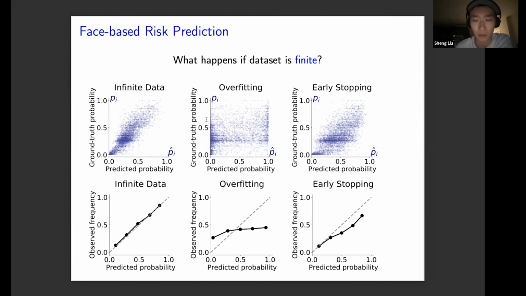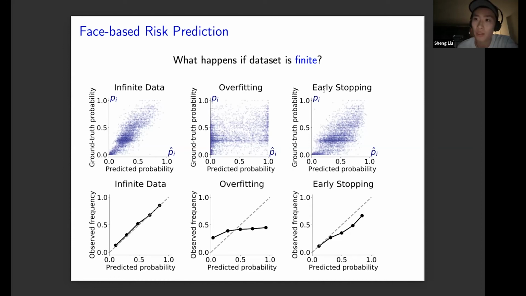Because of the cross entropy, you require the probability to be very close to 0, either 0 or 1, to make the loss equal to 0. And what we observe is that by early stopping, you'll see a more or less similar figure to infinite data, but of course it's not perfect. You'll see that the predicted probability is more or less aligned with the ground truth probability.